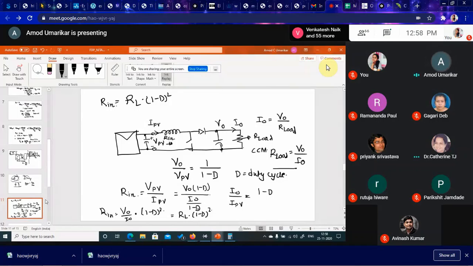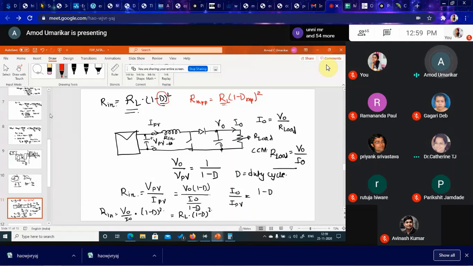R load is not in our hand. What is in our hand? Duty cycle, correct? Duty cycle is in our hand. So we have to vary the duty cycle in such a way that R in equals RMPP at some duty cycle for a given load. If the load varies, this also will vary. Is it clear?